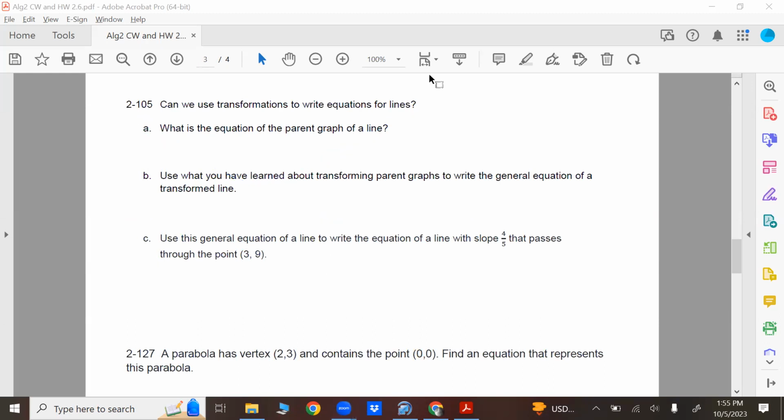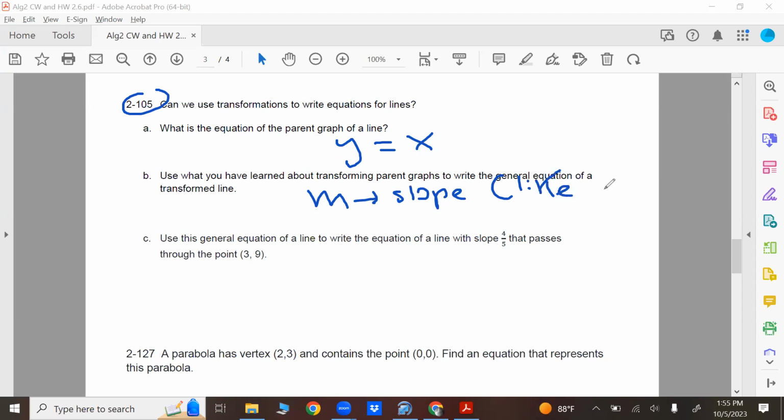So let's go to 105. All right, now guys, quiet, please. Write the equation of the parent graph of a line, just y equals x. If you think about it, what have you learned about transforming parent graphs to write the general equation of a transformed line? Well, m is the slope, that's like a. B is the y-intercept, that's like k.